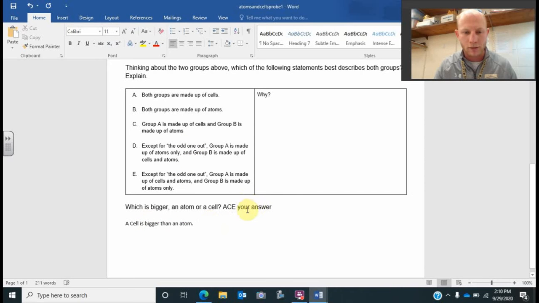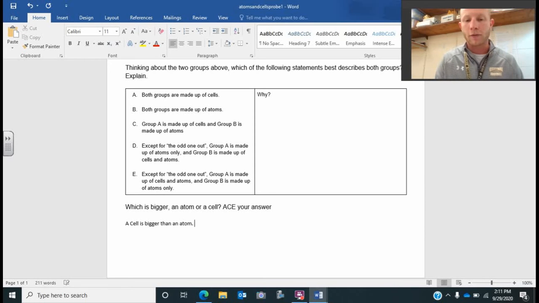Now it says, ace your answer. So I'm going to explain it. How do I know this, right? I need to back up this. So somebody said cells are bigger than atoms because cells are the basic building block of life, which is absolutely true. They're the building block of life. However, that doesn't exactly tell me that a cell is bigger than an atom. That's a true statement, but it doesn't tell me why or how do I know that an atom is smaller than a cell. Okay, but what can tell me that is we know that atoms make up molecules, or I should say this.